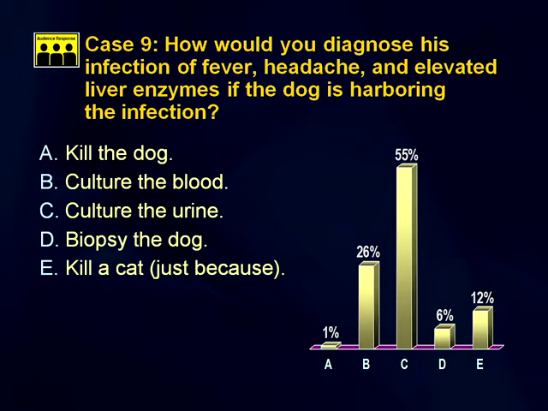Okay, so, oh man, 12% want to kill a cat. Only 1% want to kill the dog, but some want to biopsy the dog. So 19%, 1 out of 5 of you wants to cause harm to an animal.